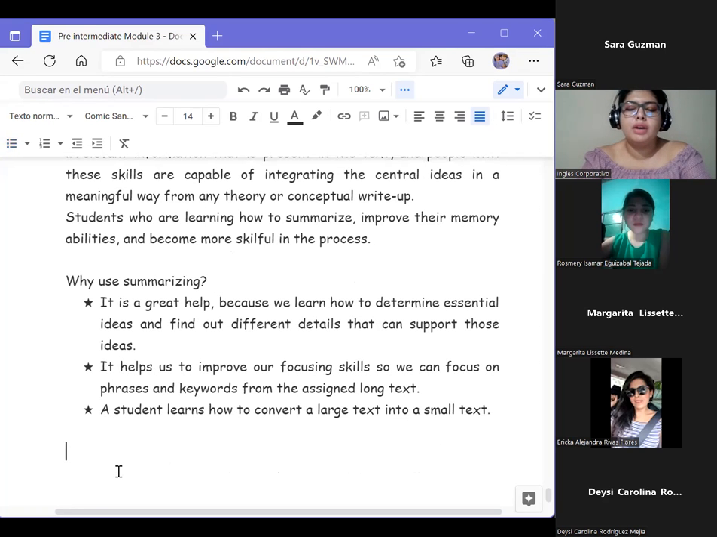But we're just talking about the good things about summarizing. But I remember one time, when I was in the university, when I was studying my degree, we had a subject in Spanish, and we needed to read different books. And it was Sherlock Holmes, and it was El Nombre de la Rosa, that is a book. And I remember that in the last book, El Nombre de la Rosa, the teacher told us to create groups.